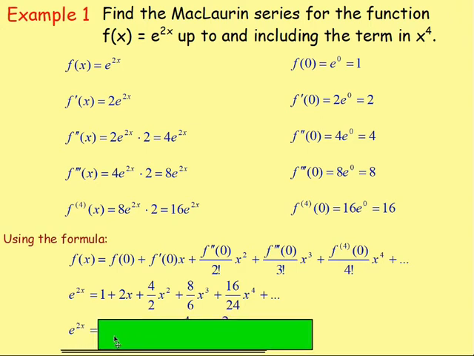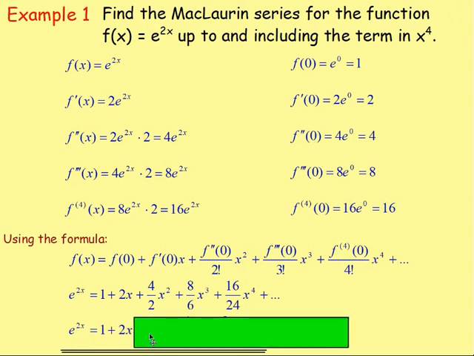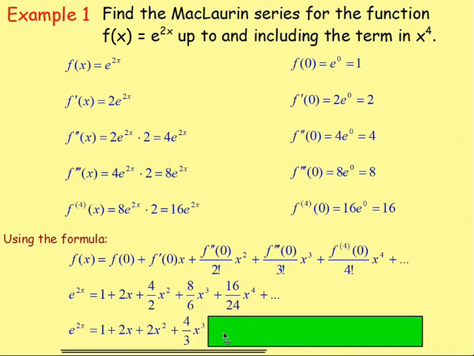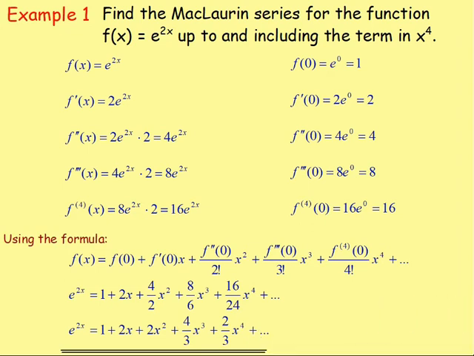After that, just simplify it. So the 1 will stay as it is, 2x will stay as it is, 4 over 2 just goes to 2, so we'd have 2x squared. 8 over 6 becomes 4 thirds x cubed, and the 16 over 24 would go to 2 thirds x to the power of 4. So that is the MacLaurin series for e to the power of 2x.